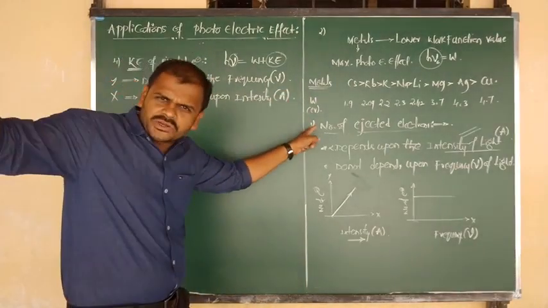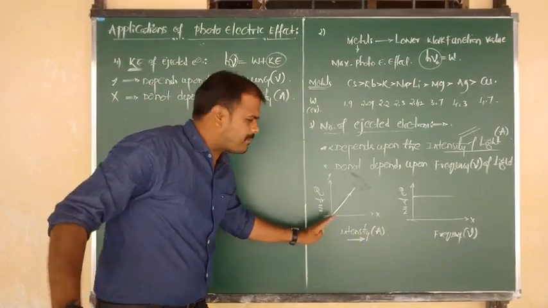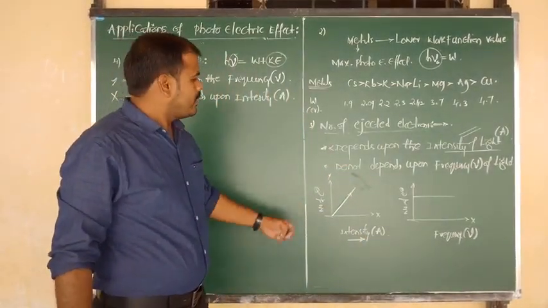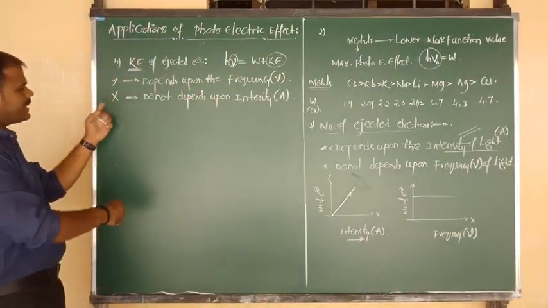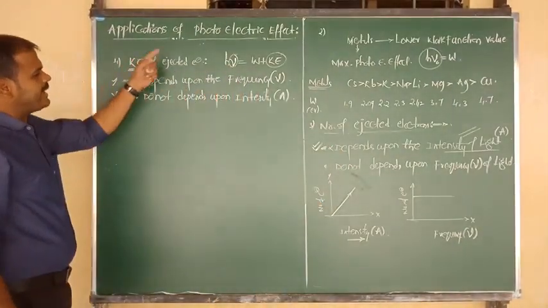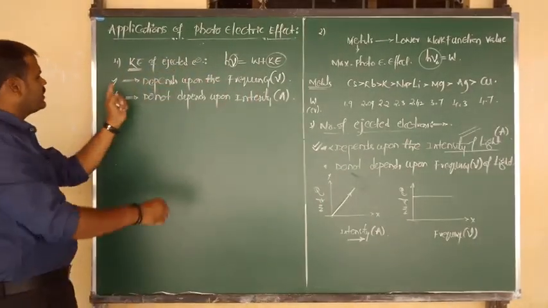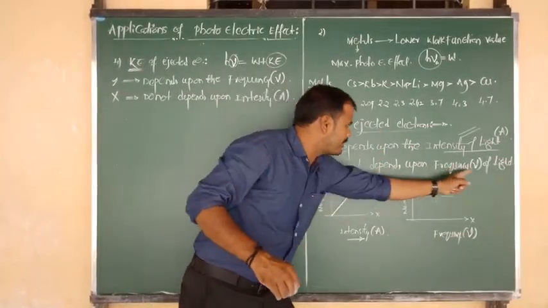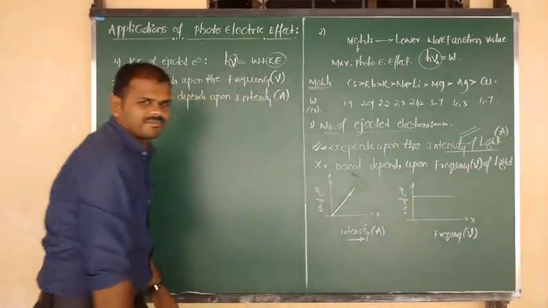The number of released electrons depends upon intensity, or we can say it is directly proportional. But what about kinetic energy? It does not depend on intensity. Kinetic energy depends upon frequency. But the number of ejected electrons does not depend upon frequency.